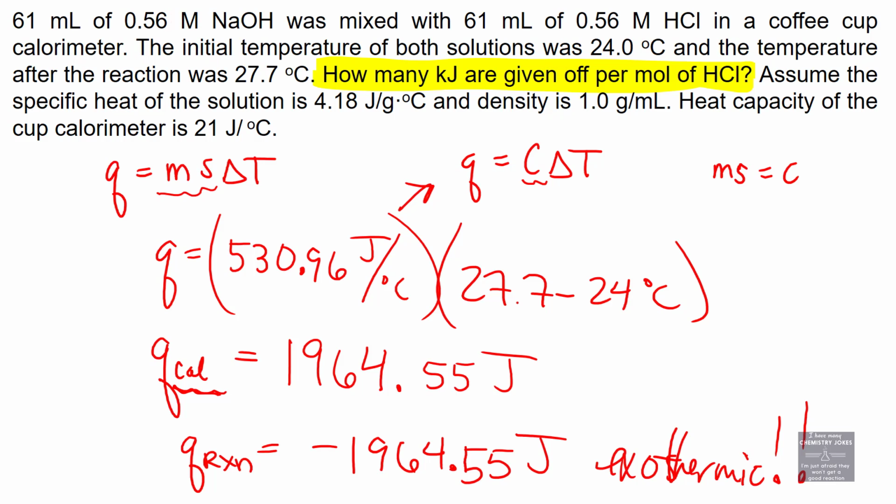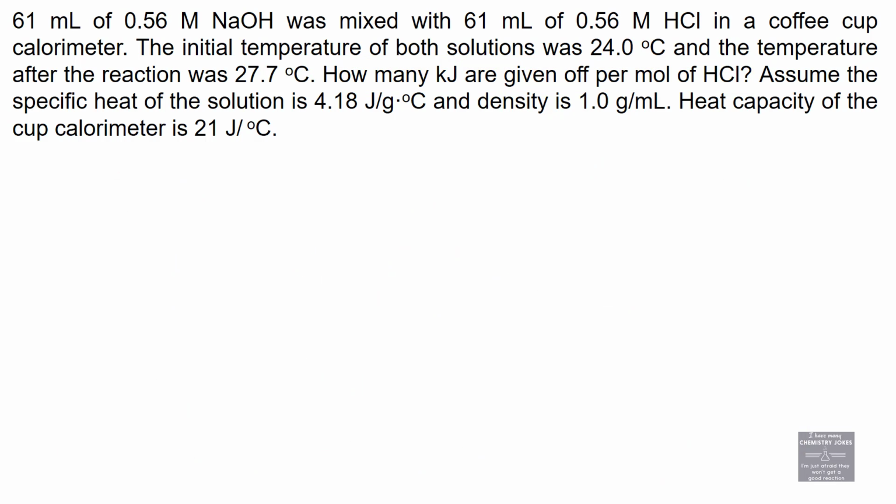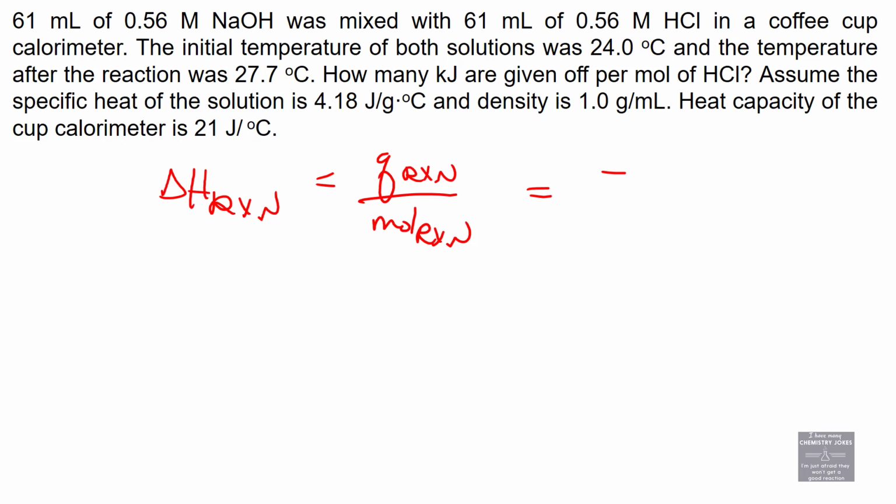So in order to find something universal, that means I need to find delta H. And delta H is Q divided by moles. So I'm going to start with negative 1964.55 joules. I actually want it in kilojoules, so I'll convert that in a moment. And then moles of the reaction.